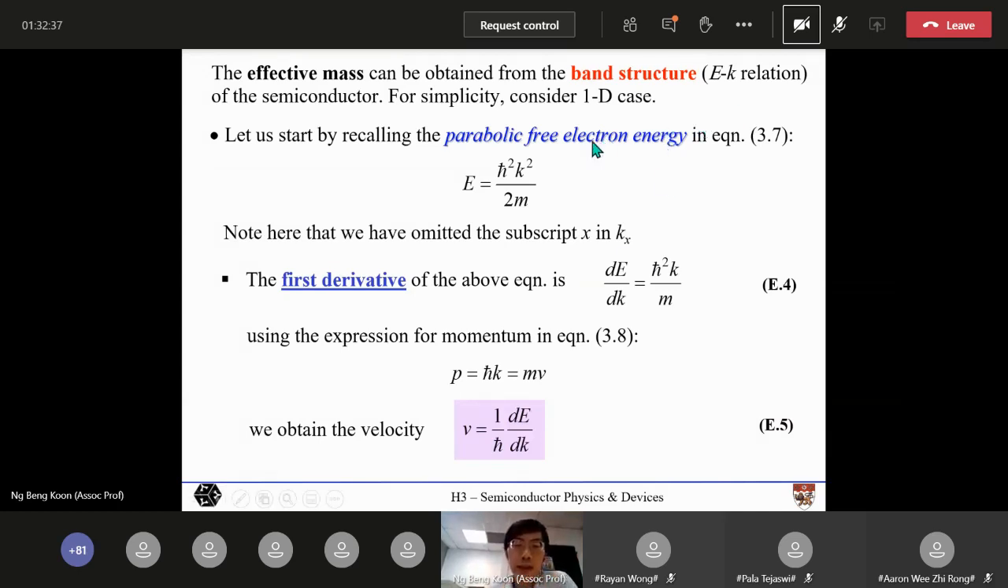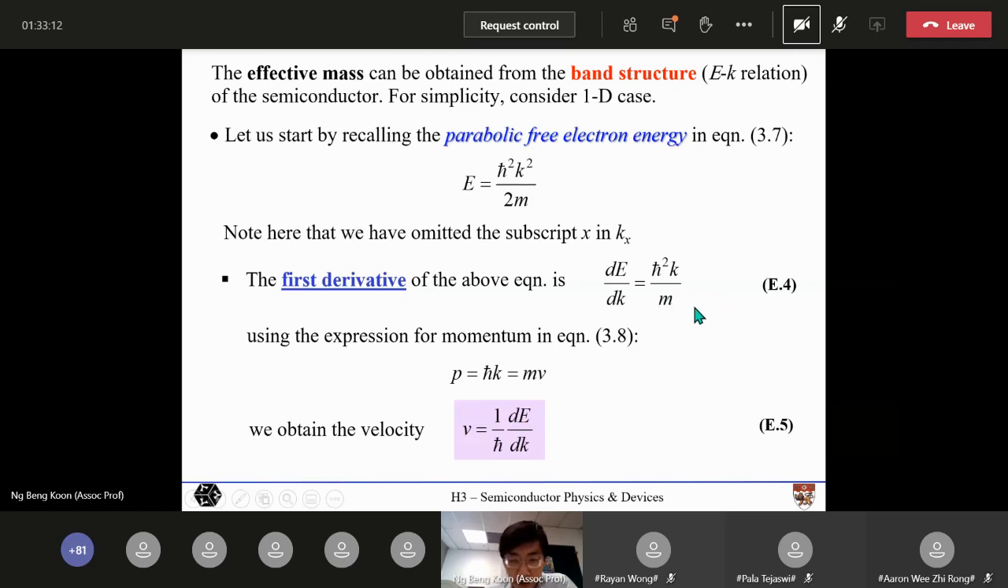So consider the case of the free electron particle. We have a solution of energy equals ħk, the whole thing squared, over 2m. It's a parabolic relation. If you differentiate this with respect to k, then you have dE/dk equals ħ²k over m. Differentiating k squared gives you 2k, the 2 and 2 cancel, and you get k over m. So the first derivative gives you this quantity here.